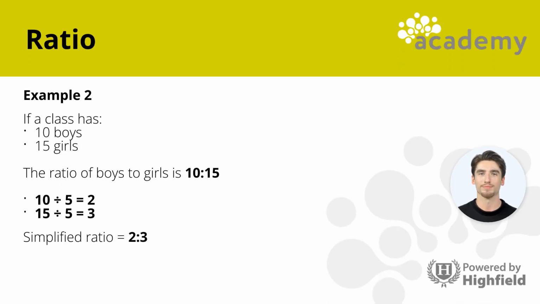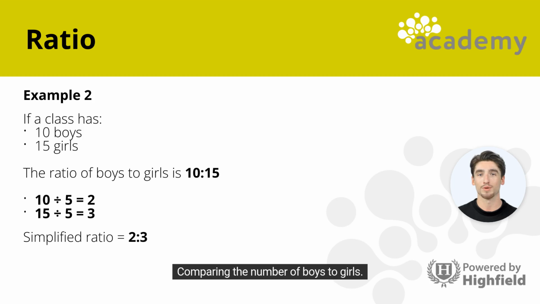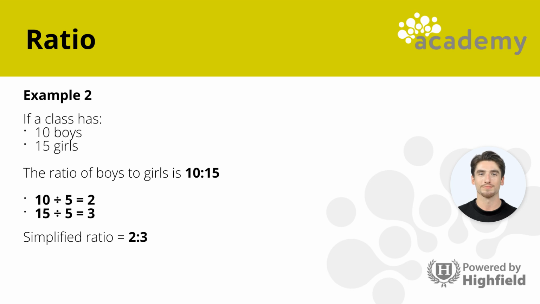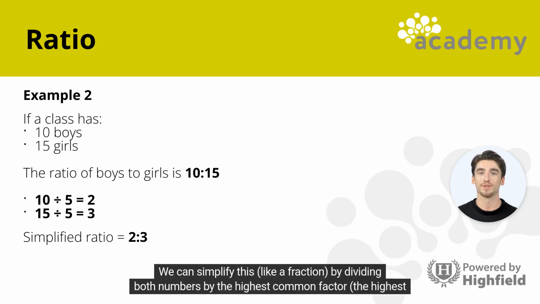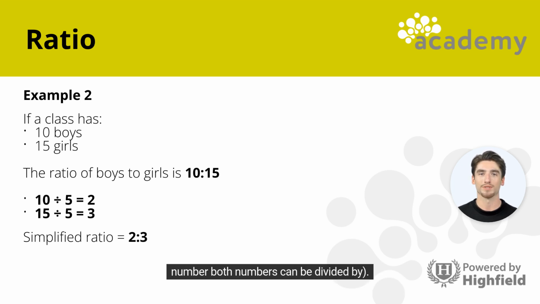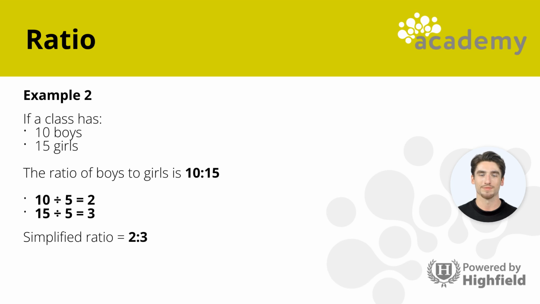Here's another example. Comparing the number of boys to girls. If a class has 10 boys and 15 girls, the ratio of boys to girls is 10 to 15. We can simplify this, like a fraction, by dividing both numbers by the highest common factor, the highest number both numbers can be divided by. In this case, it is 5. 10 divided by 5 equals 2. 15 divided by 5 equals 3. So the simplified ratio is 2 to 3.